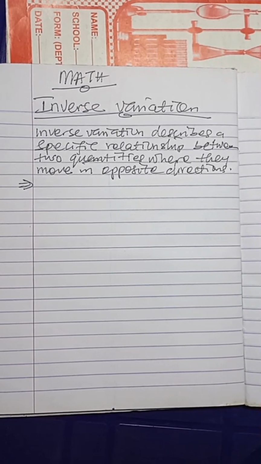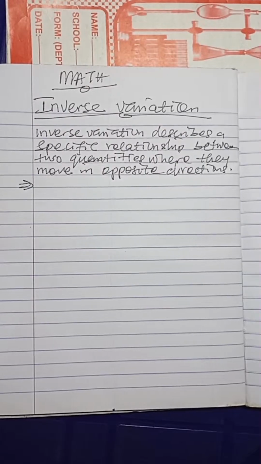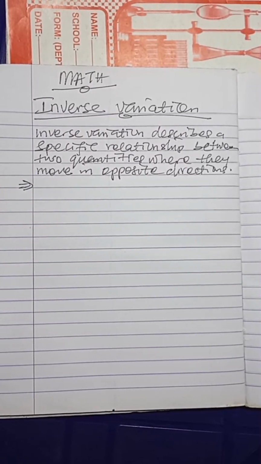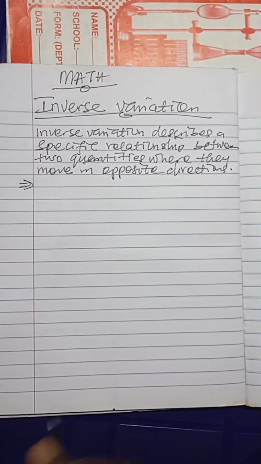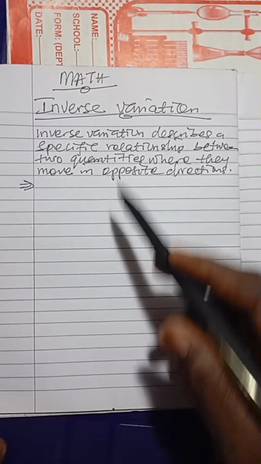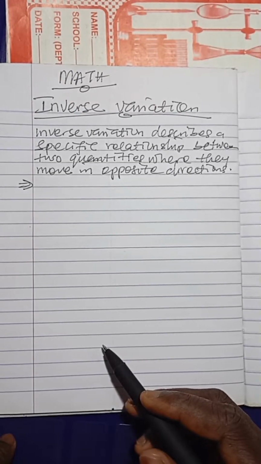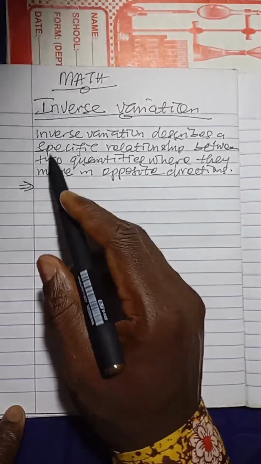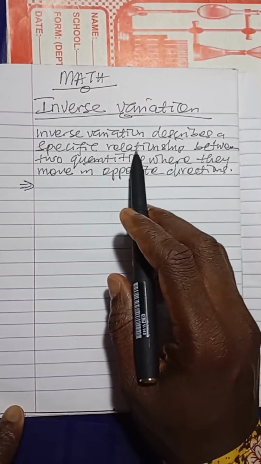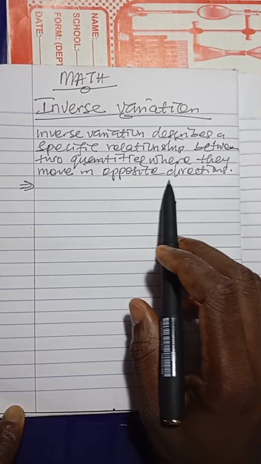Welcome. So I said that variation is simply defined as a relationship between two or more quantities in part 1. Over here in part 2, we are going to focus mainly on inverse variation. So what is inverse variation? Simple. Inverse variation describes a specific relationship between two quantities where they move in opposite direction.